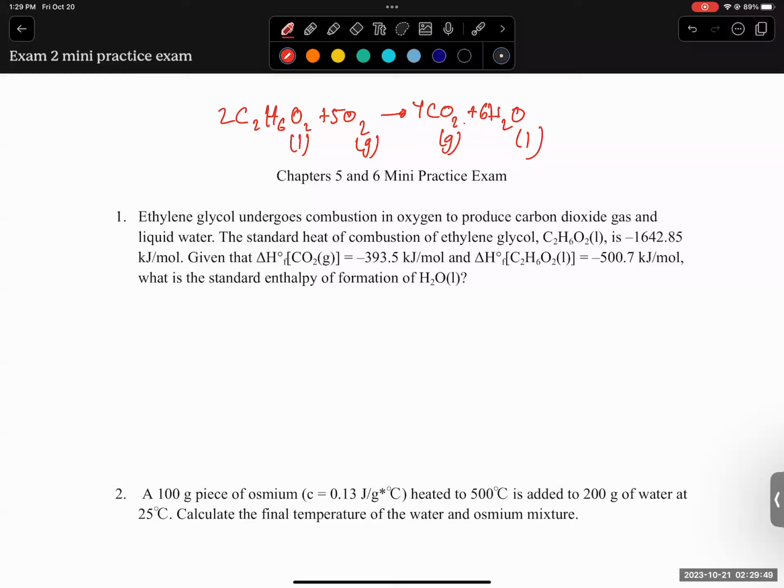Standard heat of combustion of ethylene glycol is negative 1642.85 kilojoules per mole. Given that the delta H of formation of CO2 is negative 393.5, and the formation of ethylene glycol is negative 500.7, what is the standard enthalpy of formation of water? That's the question here. All right. So what formula do we use?